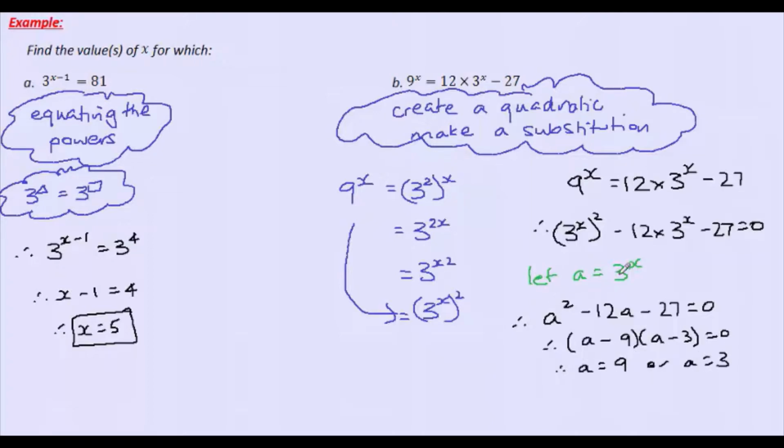But remember that a equals 3 to the power of x. So I could say, well, so therefore 3 to the power of x equals 9, and therefore x equals 2. Or 3 to the power of x equals 3, and therefore x equals 1. And now I've solved that by saying x can equal 1 or x can equal 2. And that will be met with joy and delight from the examiner.